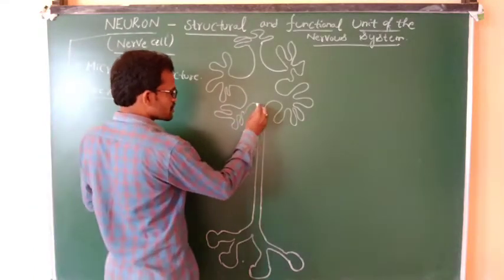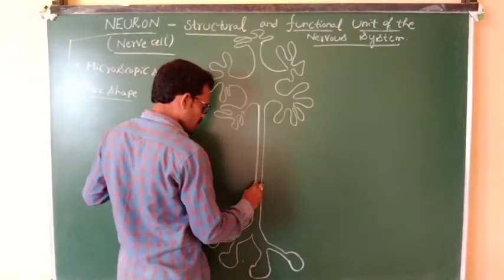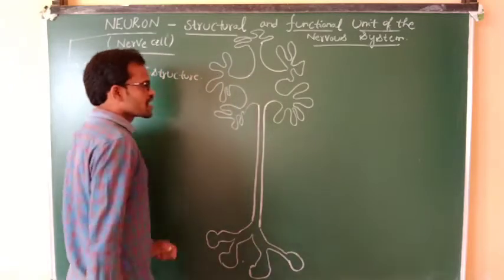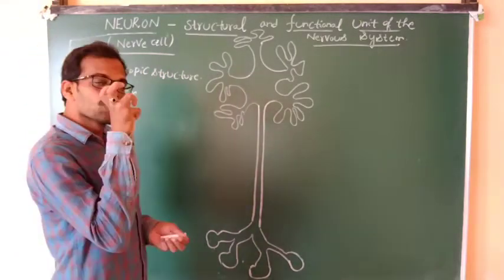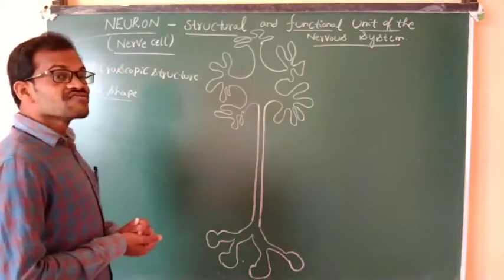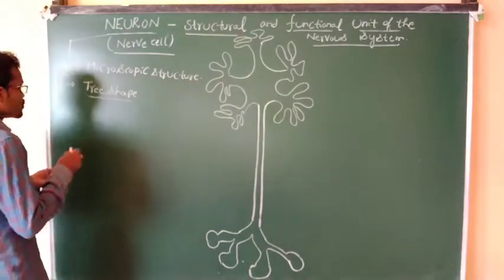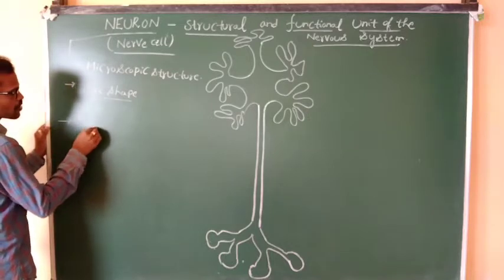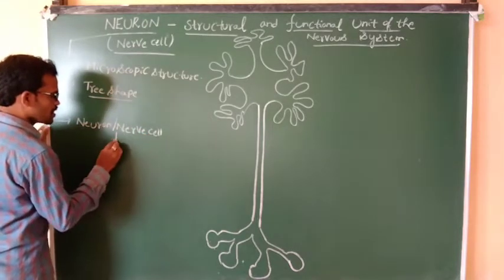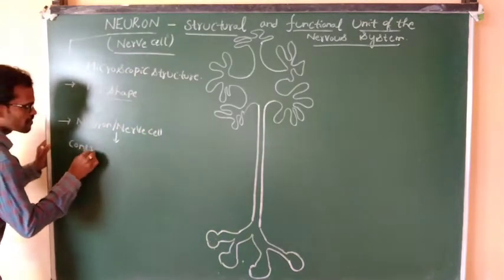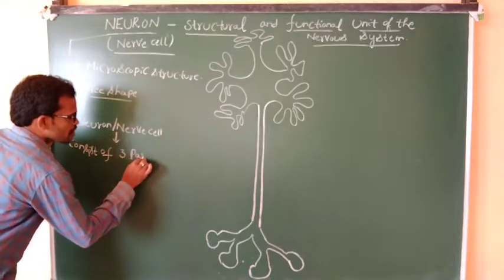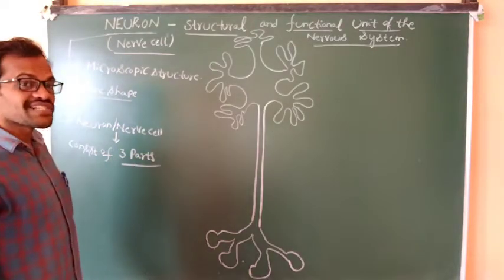The neuron or nerve cell looks like a tree shape. If you observe the neuron structure, the neuron or nerve cell consists of three parts.